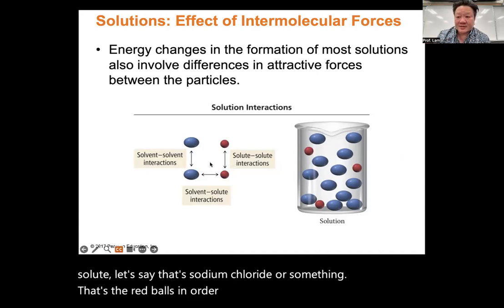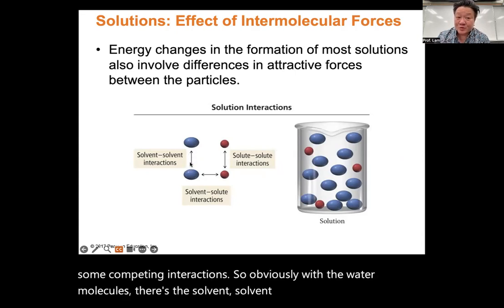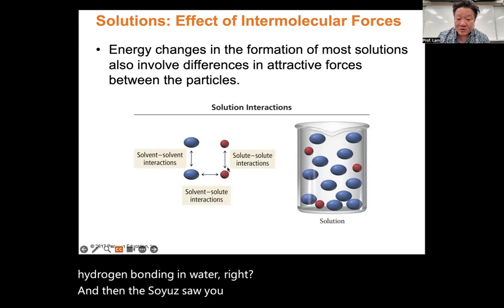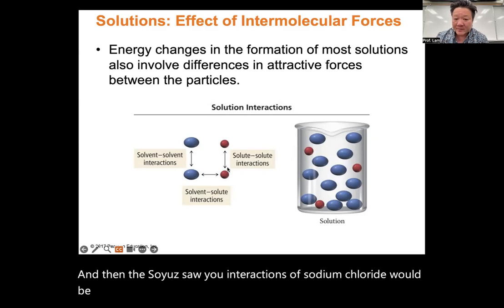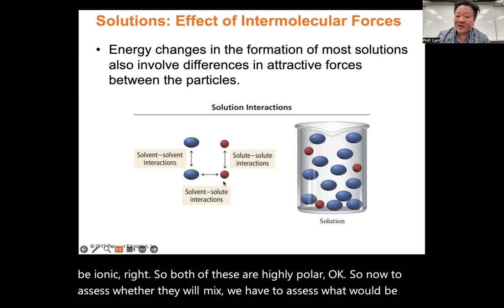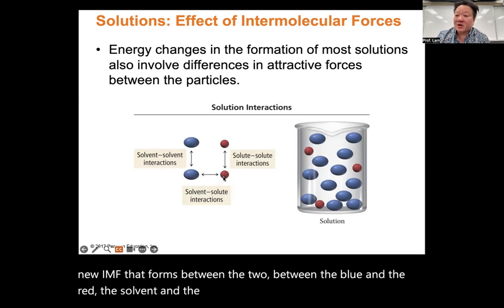In order for these two things to mix, there are some competing interactions. So obviously, with the water molecules, there's the solvent-solvent IMF, which would be hydrogen bonding in water, right? And then the solute-solute interactions of sodium chloride would be ionic, right? So both of these are highly polar, okay? Now to assess whether they will mix, we have to assess what would be the new IMF that forms between the two. Between the blue and the red, the solvent and the solute, there has to be also a strong IMF. Otherwise, there's no mixing.